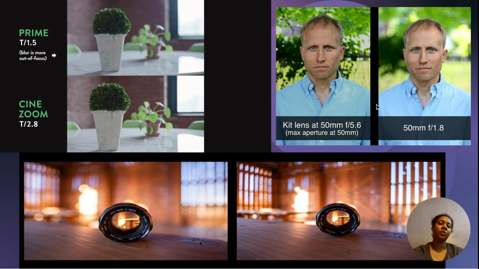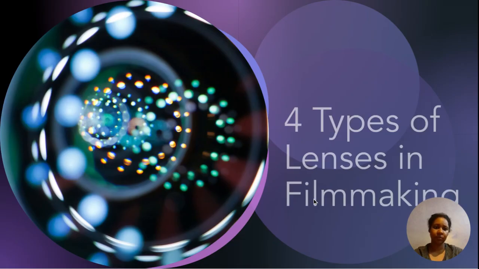So the kit lens changes the aperture completely depending on what you use it for. The prime lens tends to lose focus once a certain distance is reached, so that means you have to change your position when you use a prime lens, compared to a cine zoom lens, which allows freedom and you don't need to change your position too much. And here you can see the difference as well.